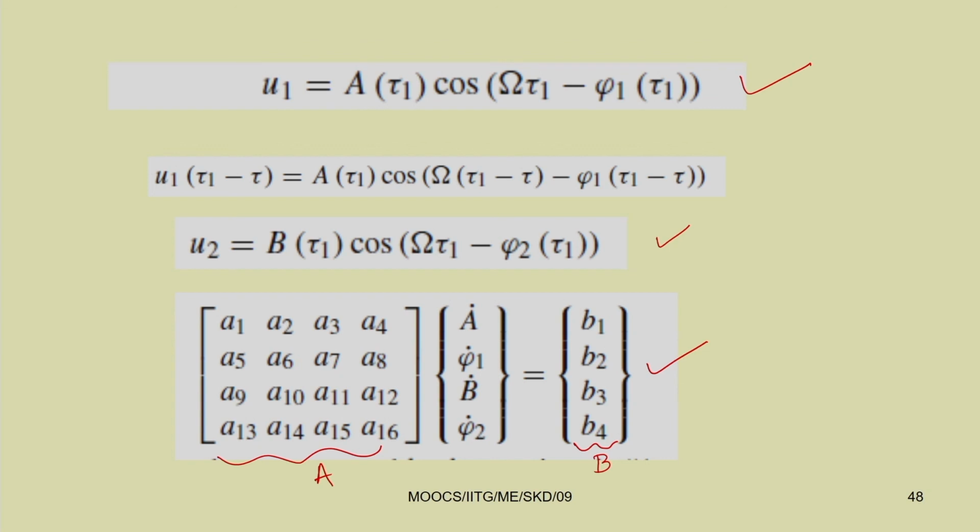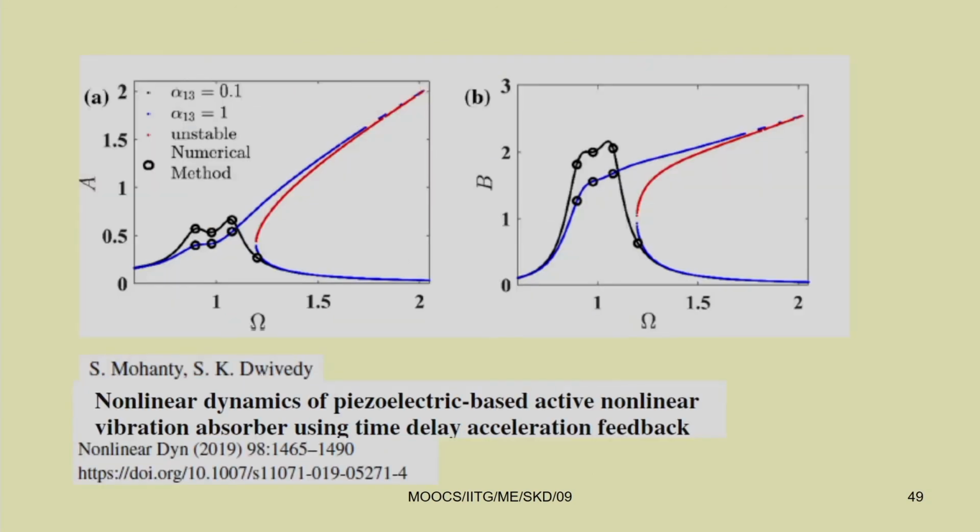So you will get a set of algebraic equations, and by solving those you can get the expressions for A and beta. If you plot A versus omega, or B versus omega, this will give you the frequency response plot. This is a paper published by Mohanty and Dwivedi in Nonlinear Dynamics. For details you can see this paper, and this way you can apply the method of harmonic balance to solve nonlinear equations.